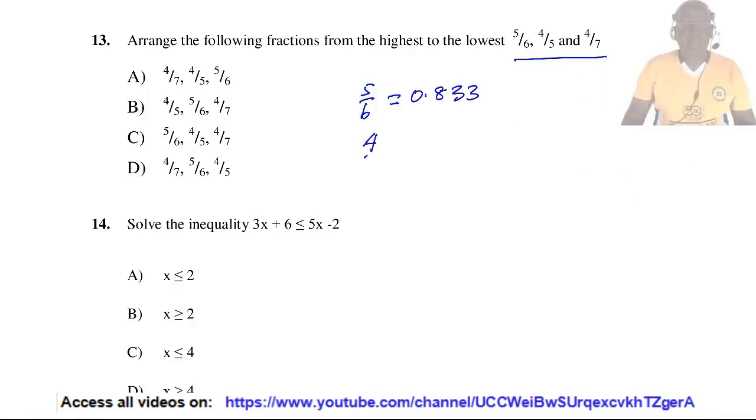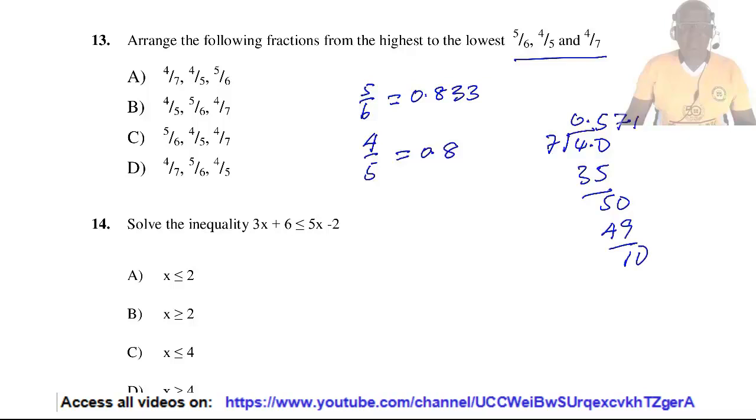Now 4 over 5, that is 5 into 4, 8, that's 0.8. Now 7 into 4, 5, 35, 5, 0, 7, 49, 1, 0, 1. So 4 over 7 equals 0.571.